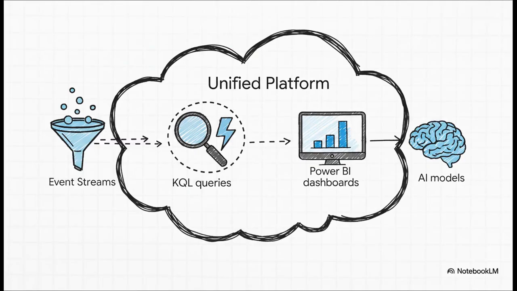So let's just quickly wrap up the key pieces. You've got event streams as that one easy way to get all your data in. You've got KQL as the super fast engine to query it. You've got live dashboards to see what's happening right now, and it all comes together in one unified platform where your real-time data, your historical data, your AI, and your BI, they're all playing for the same team.